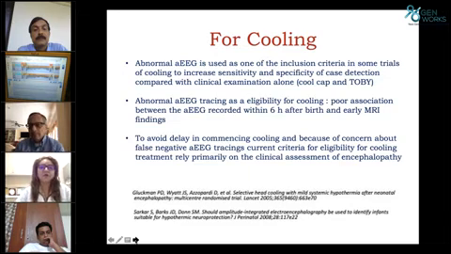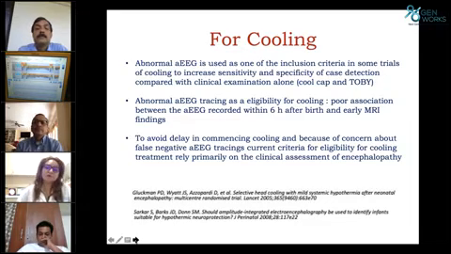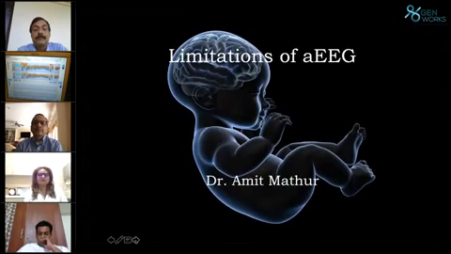And suppose you get a normal aEEG and the baby is not okay and you don't cool that baby, that's going to be disastrous, and you're going to take away the benefit of cooling from the baby. So I would say, please don't delay commencing cooling just because you had a normal aEEG. It could be a false negative. So don't use it as a stringent criterion. It can be an additive criterion to your clinical assessment, your pH, your Apgar scoring. That's what I would say for HIE.